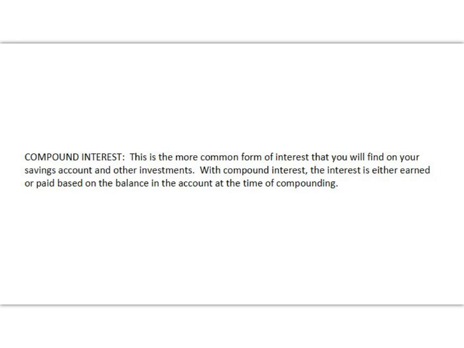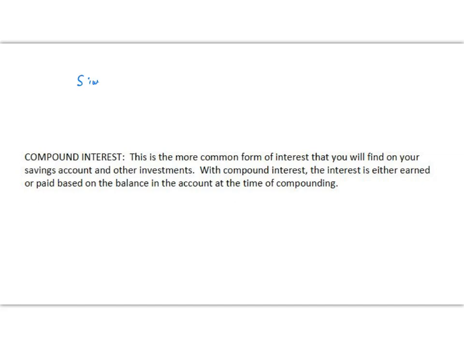All right, welcome back, and here we are for compound interest on this particular video. And compound is the more common form of interest that you'll find on a lot of savings accounts and other investments that you run into. And compound interest is particularly popular because what it does is it pays you interest on the balance in your account at the time of compounding. So, quick little difference here.